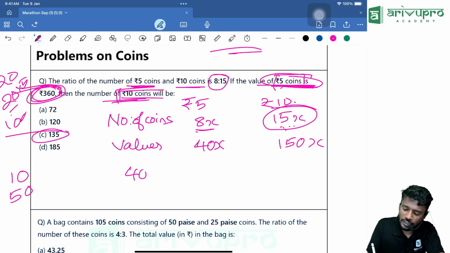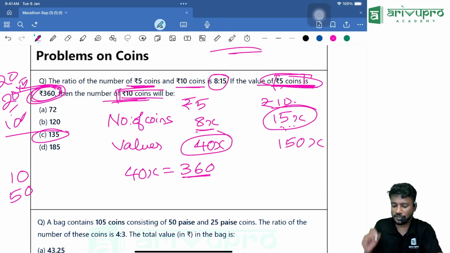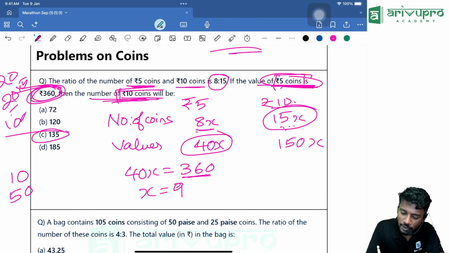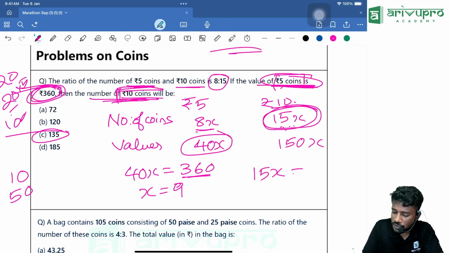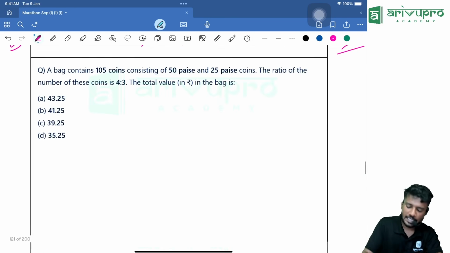According to the question, the value of the 5 rupee coins is 360. So 40x is equal to 360, and x will be 360 by 40, which is 9. From that, we are finding the number of 10 rupee coins. The number of 10 rupee coins is 15x, which is 15 into 9, that is 135. Got it? Perfect. Next one.